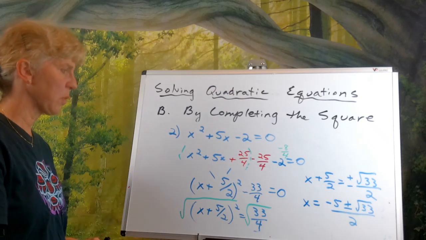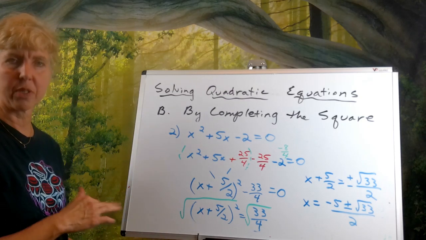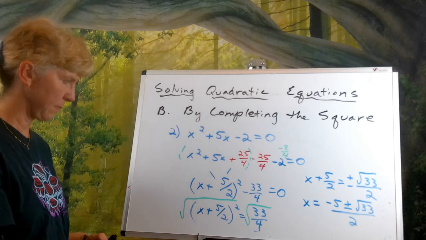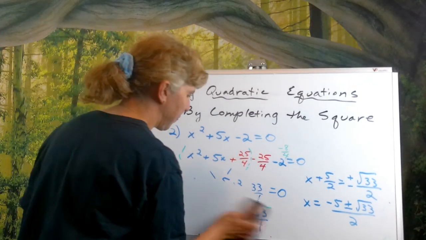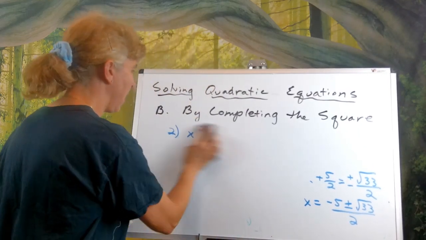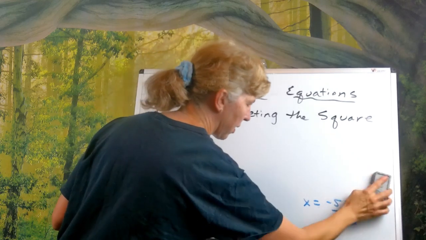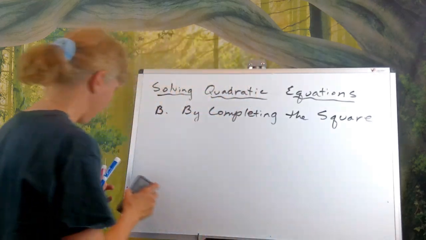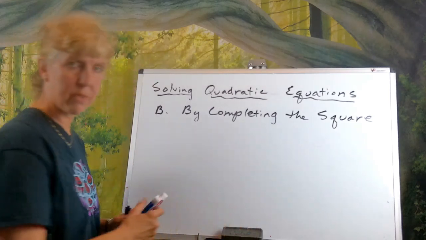So that's a little bit more complicated example, but I wanted to make sure we saw one that had fractions in it. Okay. Now the third example, I'm going to make sure there's a coefficient in front of the x squared.